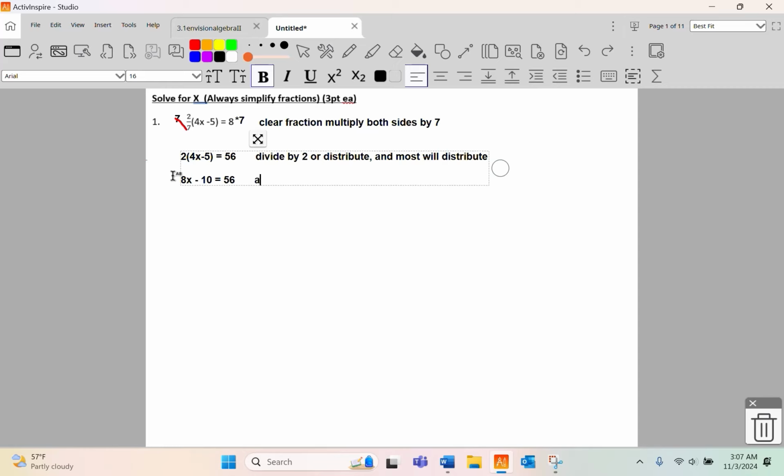Next thing you should probably do is add 10. 8x is 66. And finally, divide by 8. So x is 66 over 8. And that'll reduce. Those are both even. 66 and 8 are both divisible by 2. So that's 33 over 4. Not a hard problem.